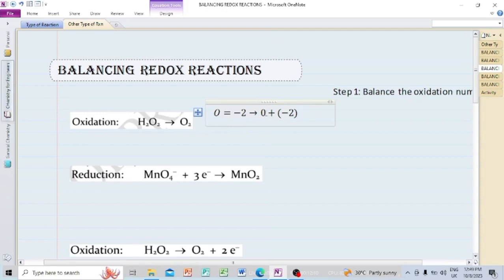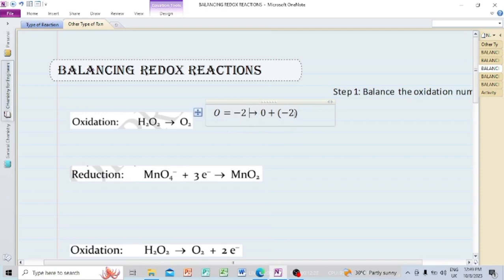So, from negative 2, naging 0. To make it negative 2, dito sa product side natin, we will add negative 2. Kasi kung dito tayo mag-add ng negative 2, hindi pwede, kasi negative 2 plus negative 2 is equal to negative 4. It's not equal to 0. So, para mabalance na lang sila, mag-add tayo dito ng negative 2.